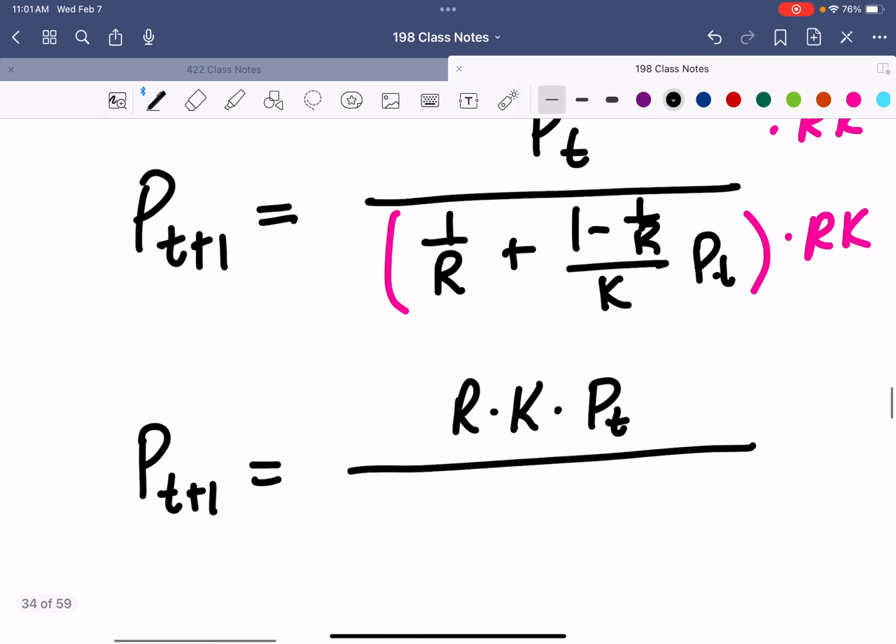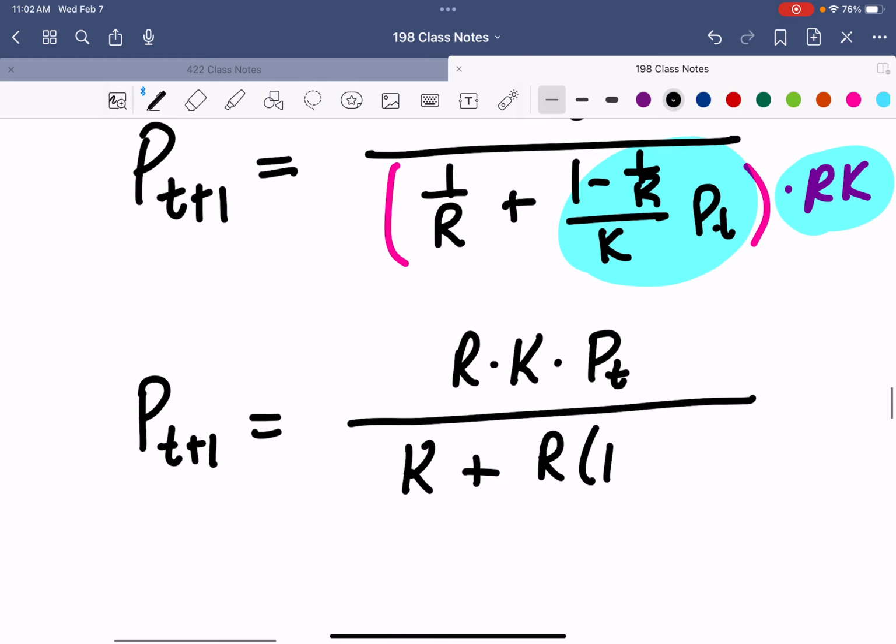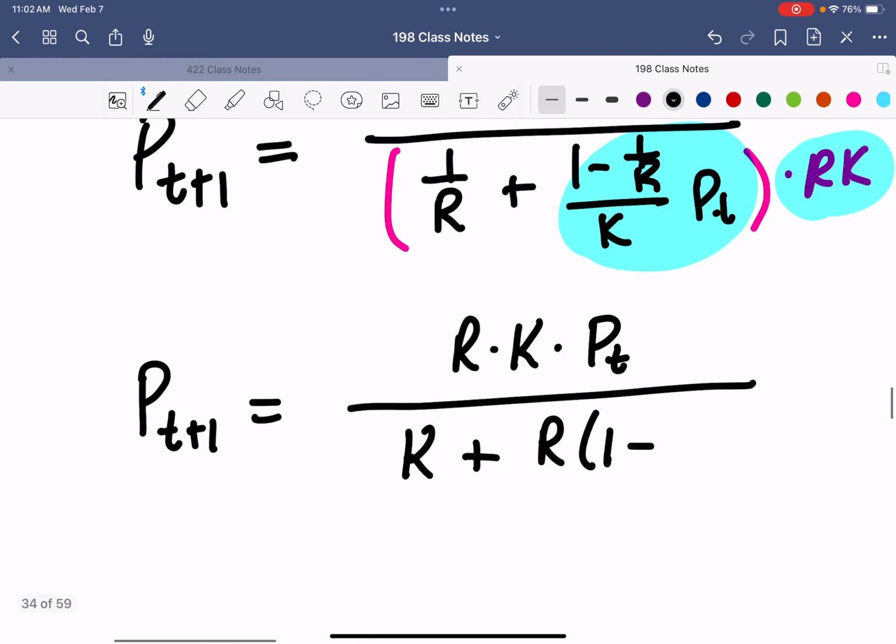Okay. On the bottom, some things are going to cancel. So I'm going to multiply this term times this term. So the r's will cancel, and I'm left with just k. Then I want to multiply this term and this term. And in this case, the k's will cancel, and I'm multiplying the r times what I have. So I'm going to have an r left over, and then the k cancels, so I have 1 minus 1 over r times p_t.